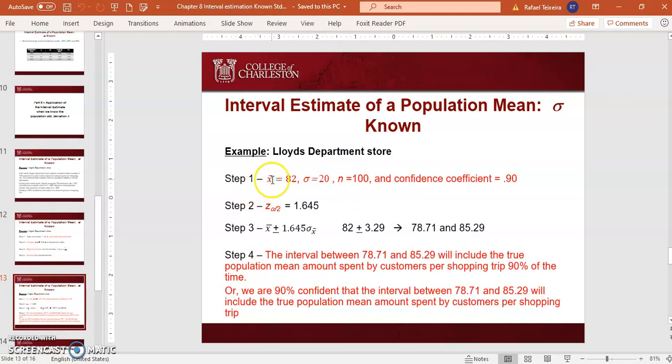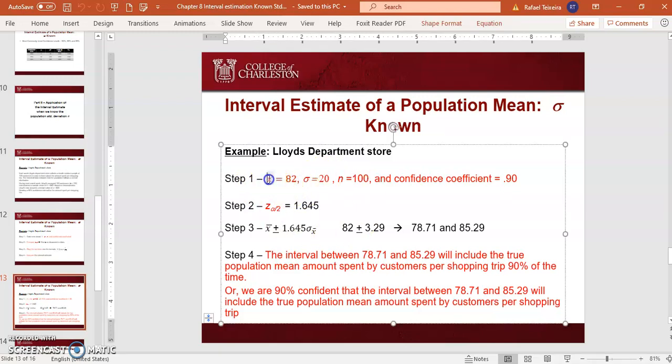So here are the steps. Imagine you have an old-fashioned notebook in front of you. You can take note about the sample mean, the population standard deviation, sample size, and the confidence coefficient. Then you use the confidence coefficient to find the z value associated with the confidence level you want. In step 3, we plug the numbers into the formula, add and subtract from the sample mean, do everything, and then you interpret.